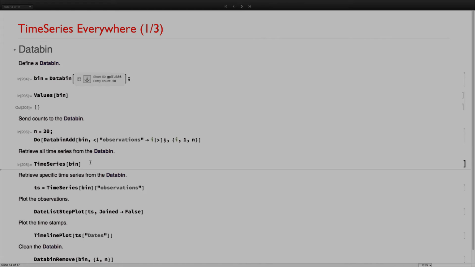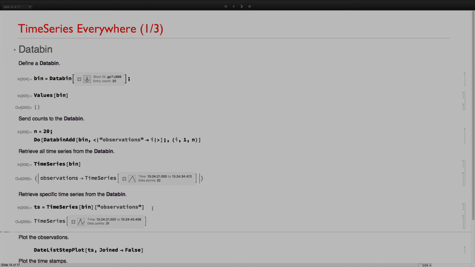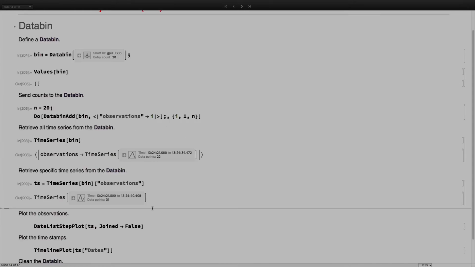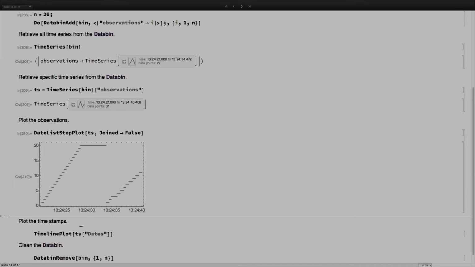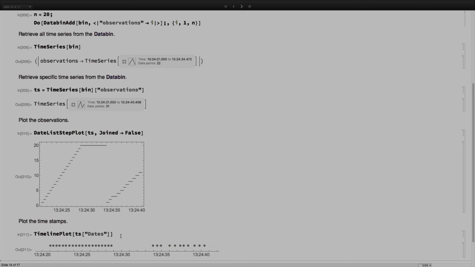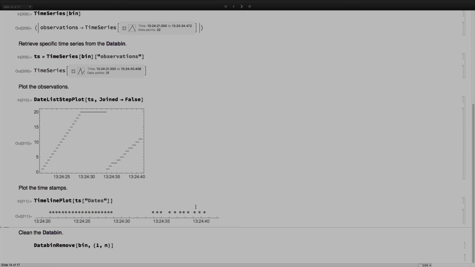Then if I apply time series to the bin, it's going to return all the possible time series that I have in this data bin, but I can extract the exact time series that I want, which is called observations. And we can plot the observations. I don't know what happened. Started again. A break in the network. Okay, and then I'm just going to clean the bin.